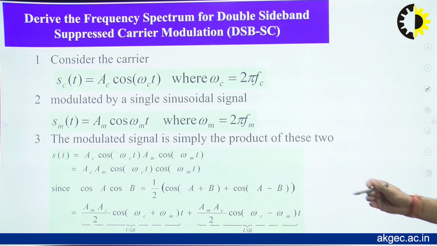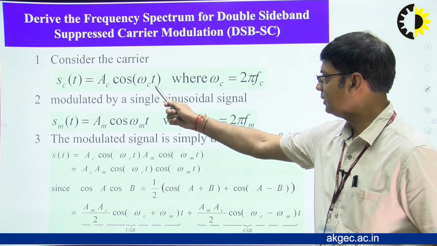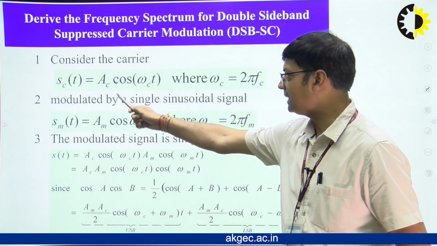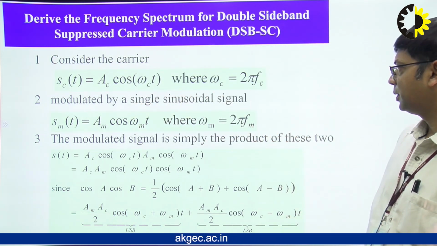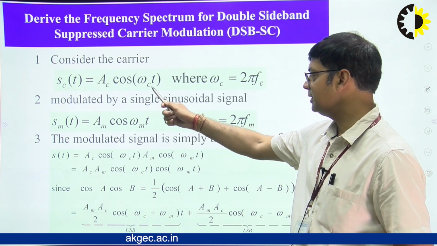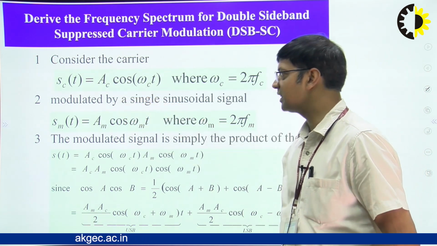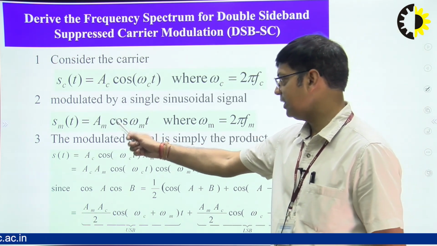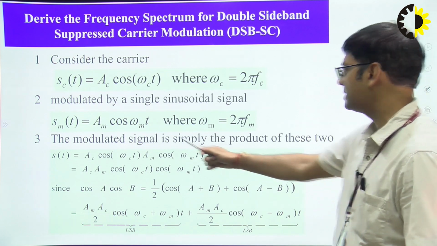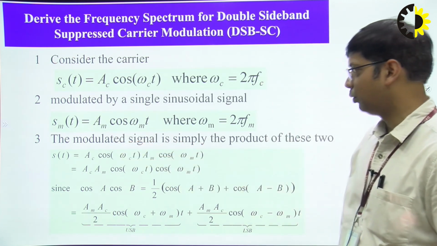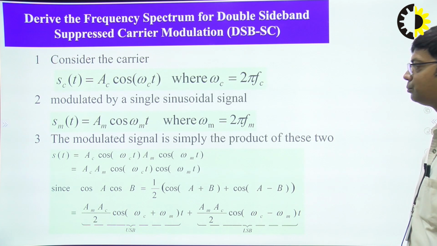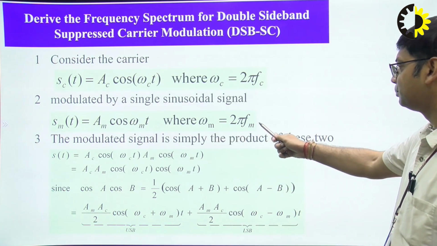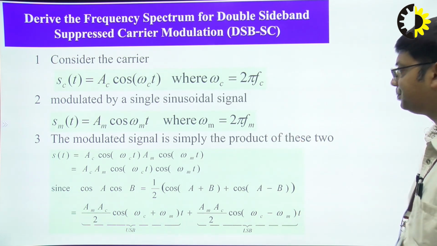Now, as we know that our carrier signal is denoted by Ac cos omega c t, where omega c is the angular frequency and Ac is the maximum amplitude, and the modulating signal is denoted by here Am cos omega m t, where Am is the maximum amplitude of the modulating signal, and omega m is equal to 2 pi fm, where fm is the modulating signal frequency.